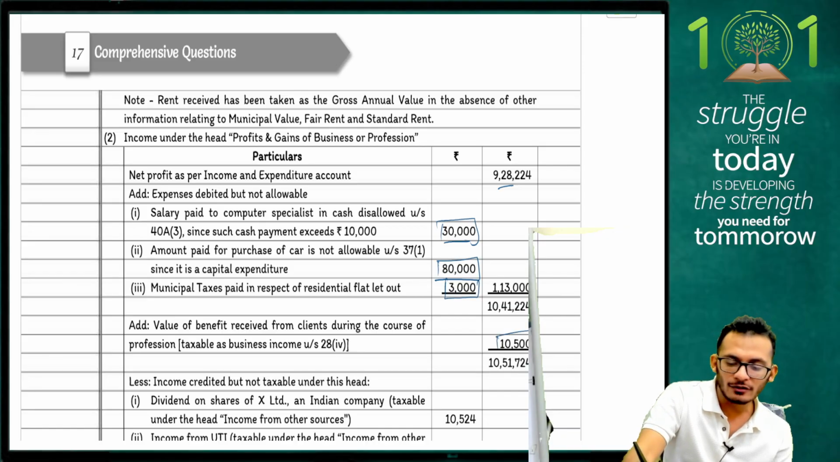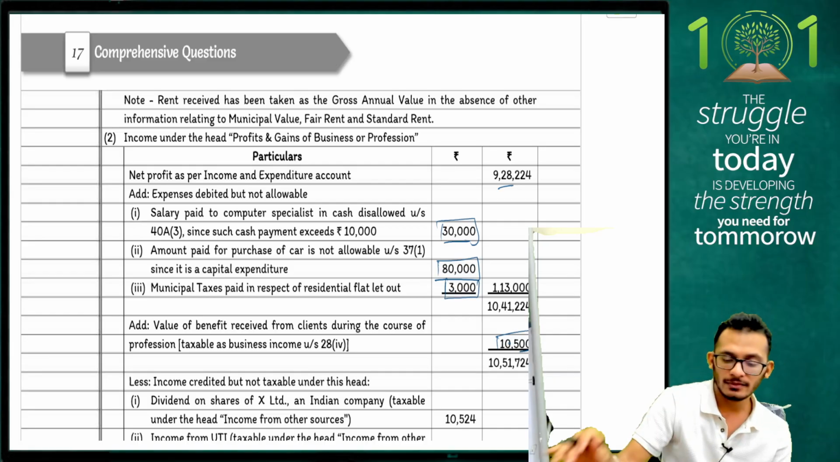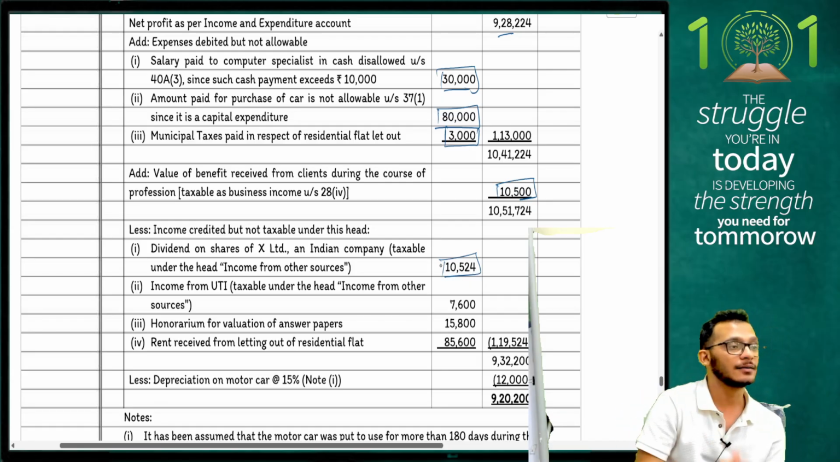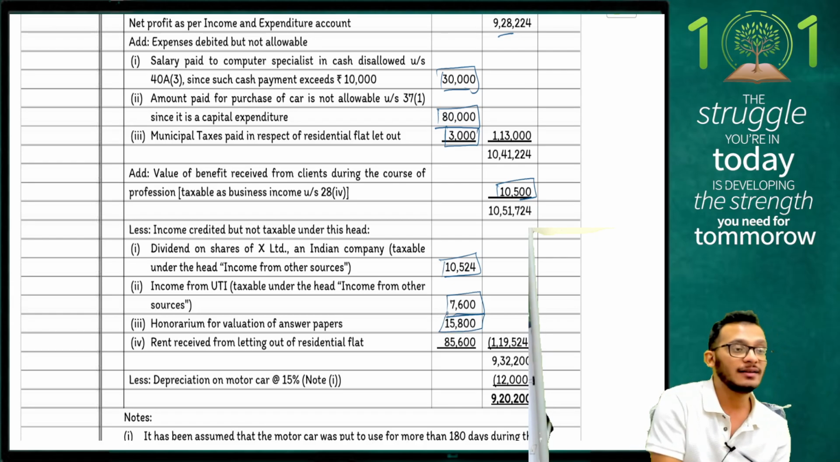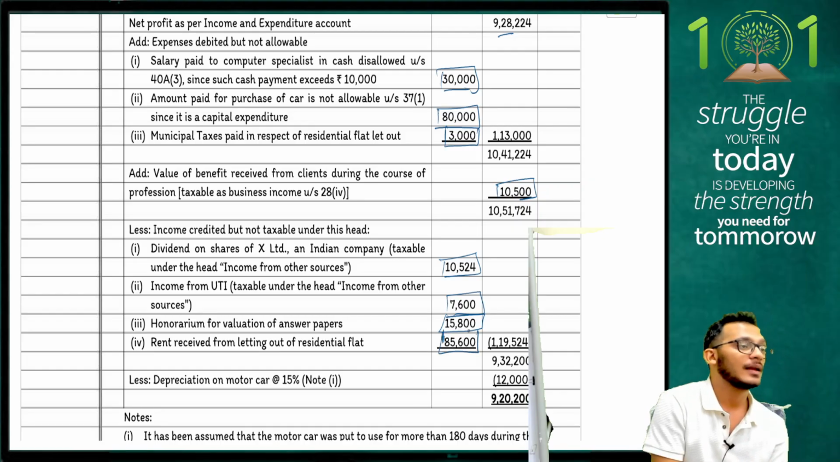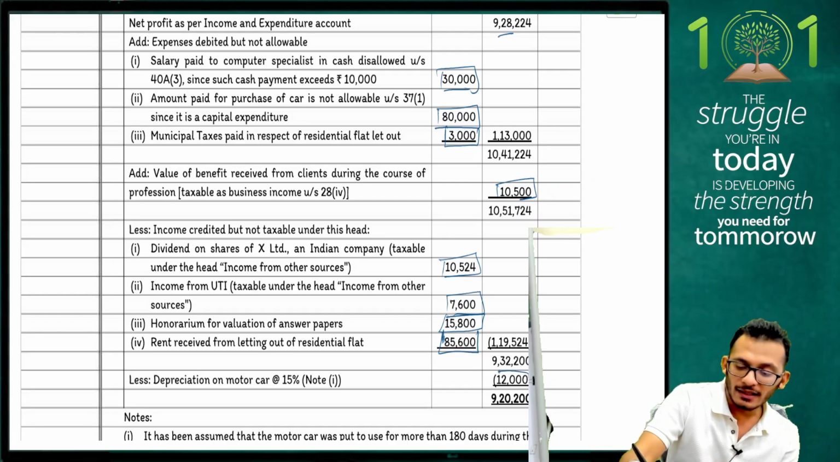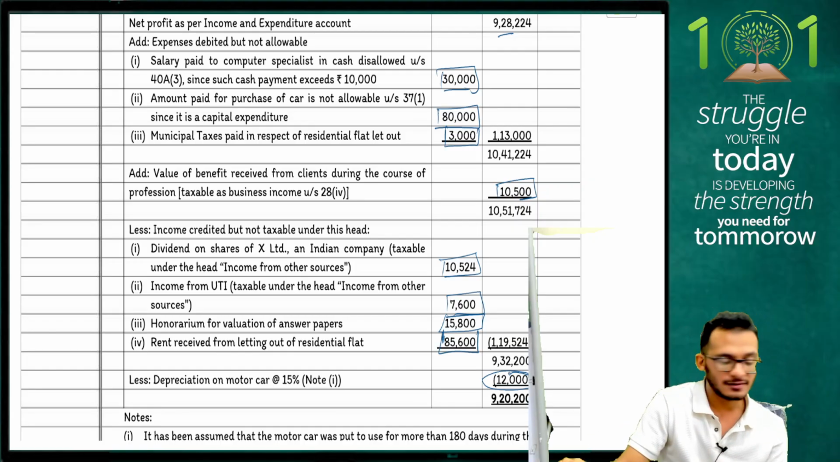I added back the 10,500, the gift which I received in my business. I removed the 10,524, which is the dividend which I have to tax under IFOS. 7,600 of UTI, which I have to tax under IFOS. 15,800 being the valuation of the papers to be taxed under IFOS. 85,600, which I have taxed under HP. I got my PGBP income after claiming depreciation on the motor car at the rate of 15%.